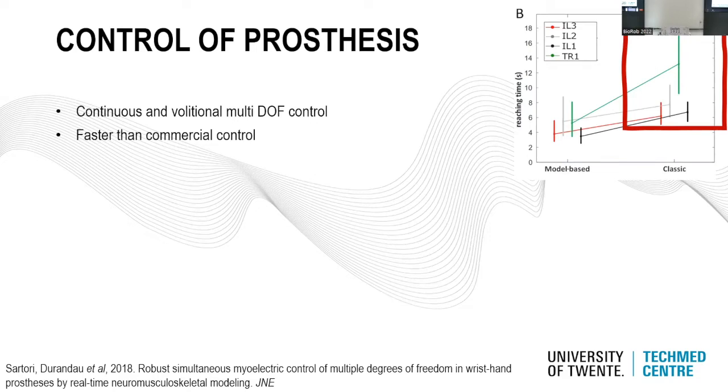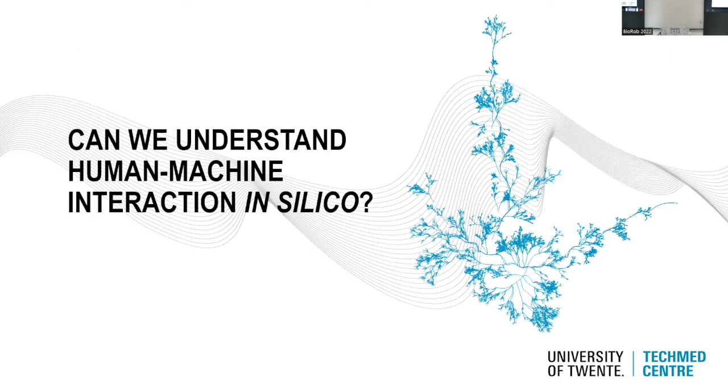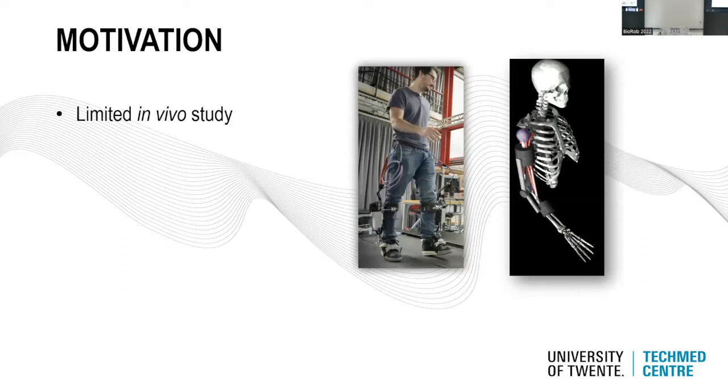So mainly using 2 electrodes and a proportional control from it. So then we did all this in vivo study, but there is some issue and difficulty with in vivo studies. So we are also now looking at, okay, can we simulate in silico this human-machine interaction, and can we better understand it? So the motivation is that in vivo studies are limited.